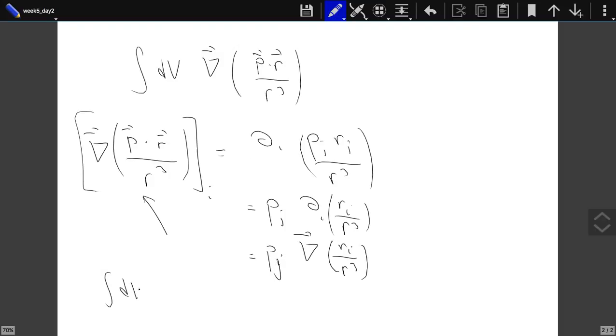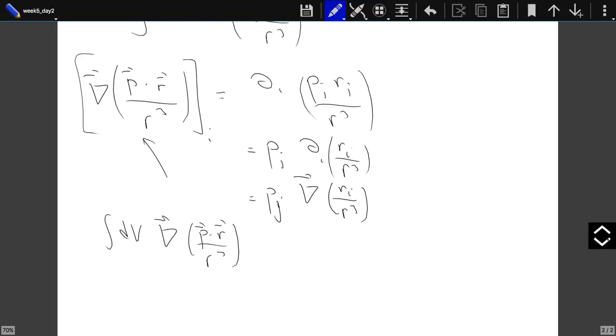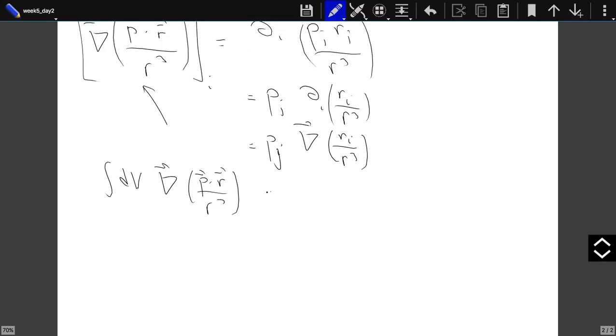So if we put it in the integral, dv gradient of P dot R over R cubed, this is equal to Pj times dv. Well, it didn't really work, because you see Ri over R cubed, we still have a gradient. We couldn't convert it into a divergence.